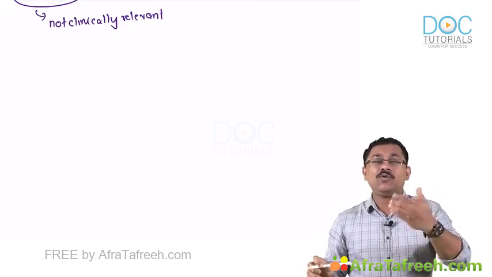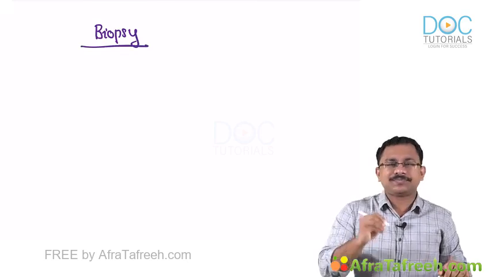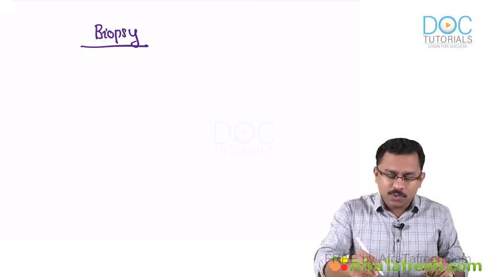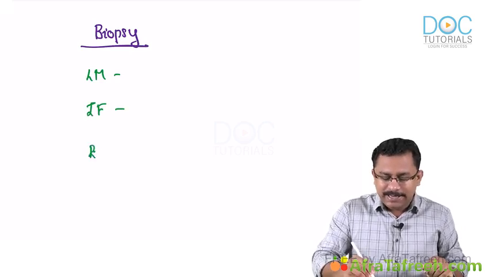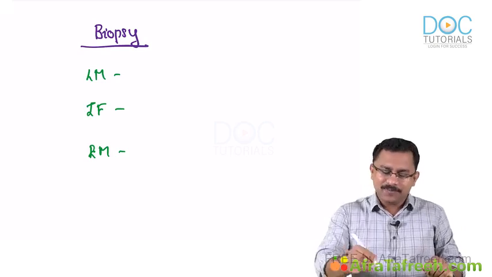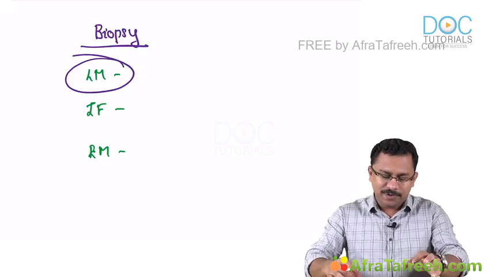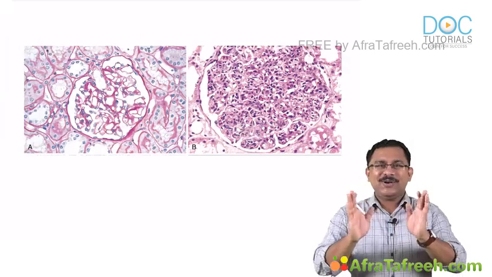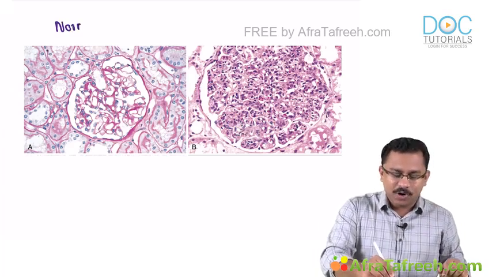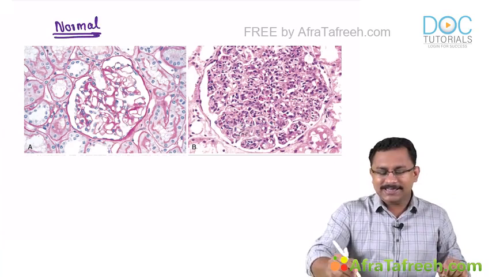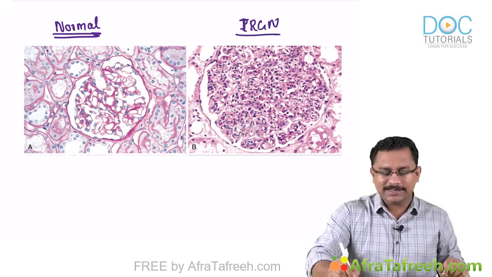And suppose you are going ahead with the biopsy, what are the findings that you are going to see in your light microscope, in your immunofluorescence and electron microscope? Let's actually see that. First of all, let's see the light microscopy findings. I'll show you comparative pictures for better understanding. This is a normal glomerulus, and this is a glomerulus of someone who had an infection related glomerulonephritis.